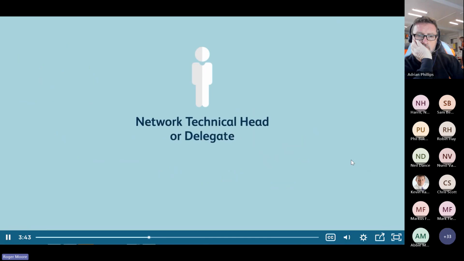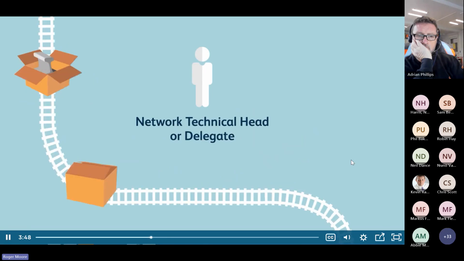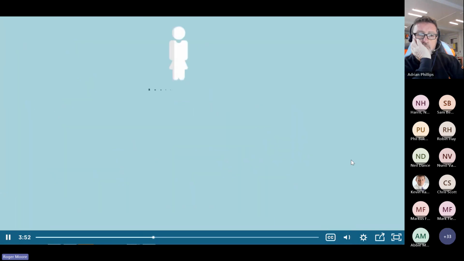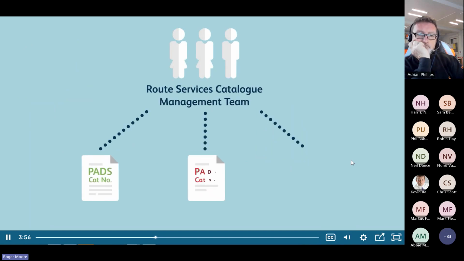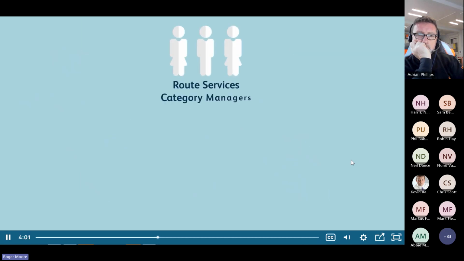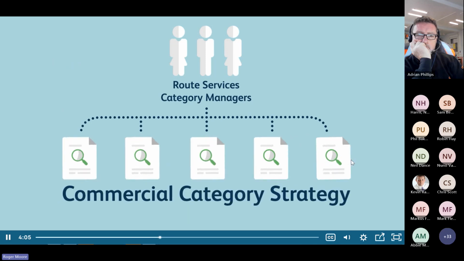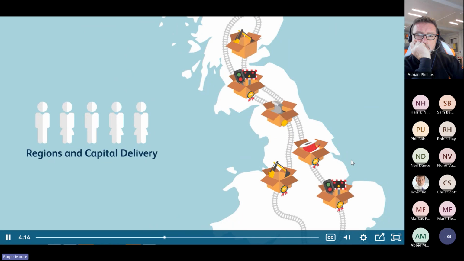The Network Technical Head of Asset Discipline, or Delegate, endorses the approval of products for use on the operational infrastructure. The Route Services Catalogue Management Team are responsible for the allocation of PADS catalogue numbers. Route Services Category Managers are responsible for reviewing applications for alignment with commercial category strategy. Regions and Capital Delivery are responsible for supporting trials on the infrastructure.